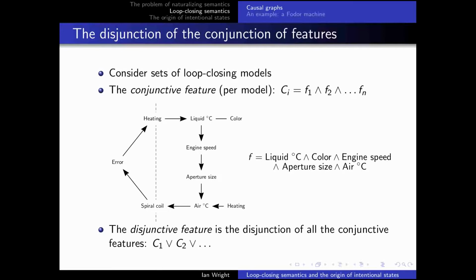We generate the conjunction of features for each model by tracing the appropriate causal paths. Let's call this the conjunctive feature. We then form the disjunction of every conjunctive feature. And this disjunctive feature is a property of the set of loop closing models. And in general, it will be a large and complex expression.